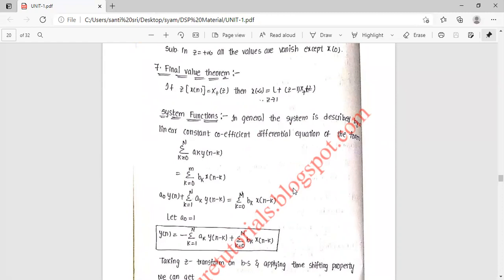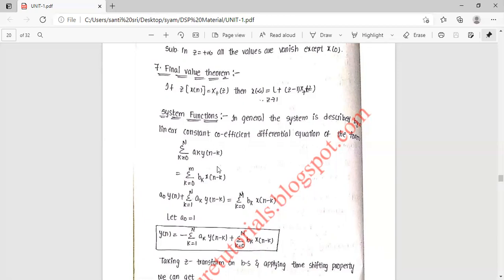Generally, a system function is described by a linear constant coefficient differential equation. So here we are describing the system as a linear constant coefficient differential equation, that is, sigma k equal to 0 to n ak into y of n minus k is equal to sigma k equal to 0 to m bk into x of n minus k.